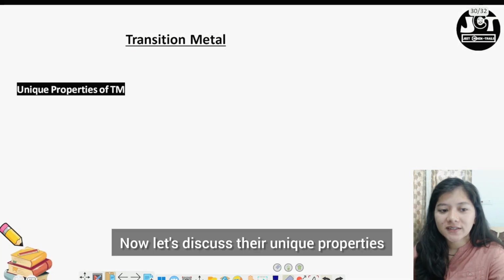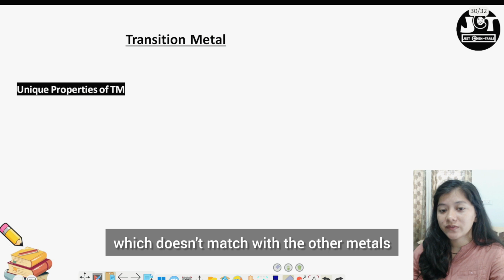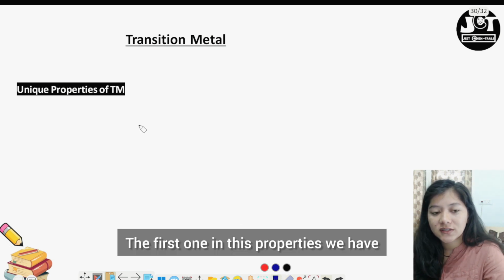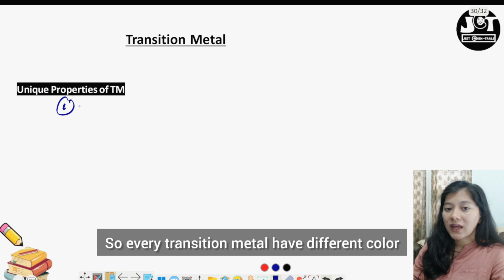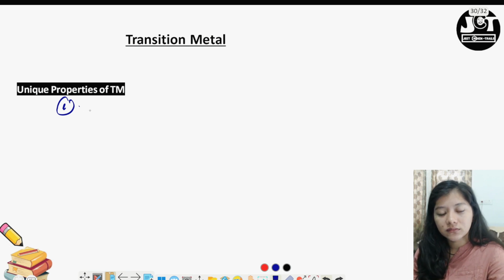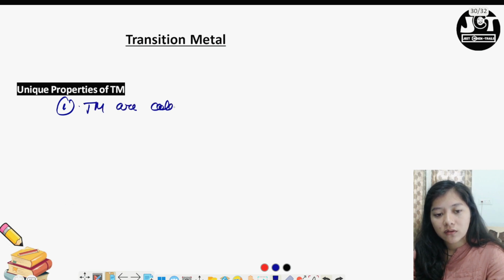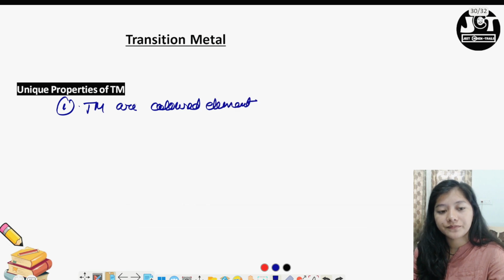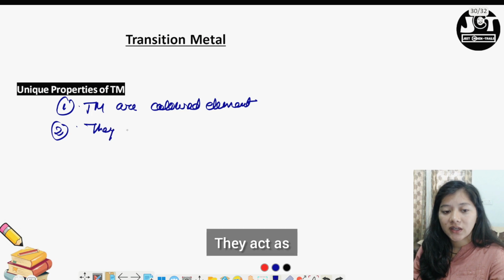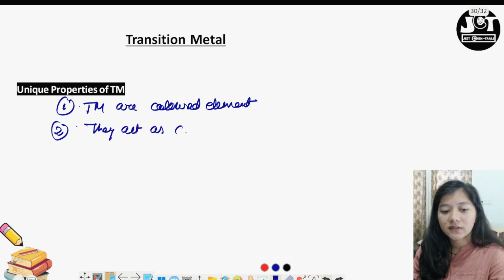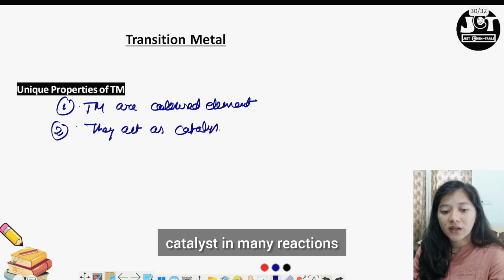Now let's discuss their unique properties, which don't match with other metals. The first property is that they are colored. Every transition metal has a different color. So these TMs are colored elements. That is the first property we have. Second, they are catalysts. They act as catalysts in many reactions.